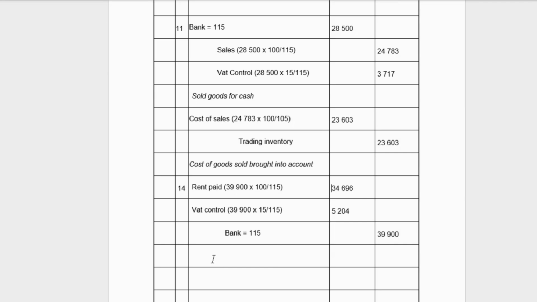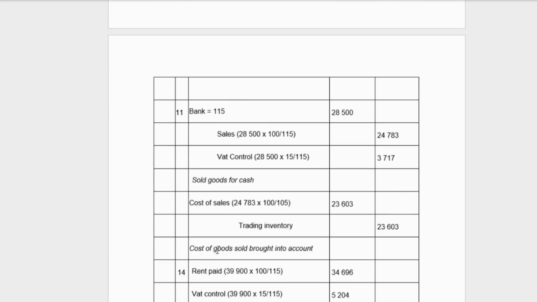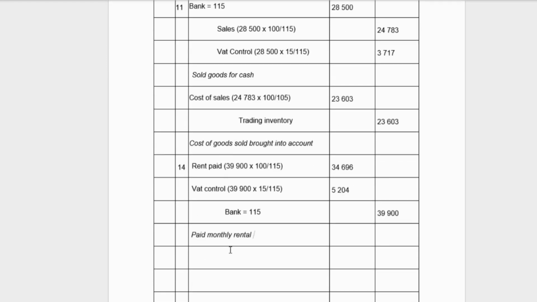Okay. And then now you have to narrate. When you narrate on this one, you can just say paid monthly rental. So that is how you record transaction number 4 that happened on the 14th. Okay, so we are done with transaction number 4. Now let's go to the next transaction if you understand this.